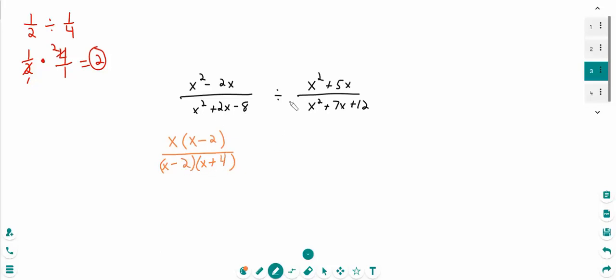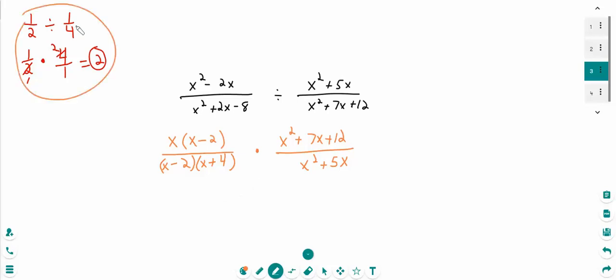There we go. And now, this we're going to write as a multiplication sign, and we're going to flip this. We're going to take the reciprocal of it, which is x squared plus 7x plus 12 all over x squared plus 5x. Okay? We use the same method that we used up here. We just flip that second rational expression. And then once we've flipped it, now we can go ahead and factor this out as well.